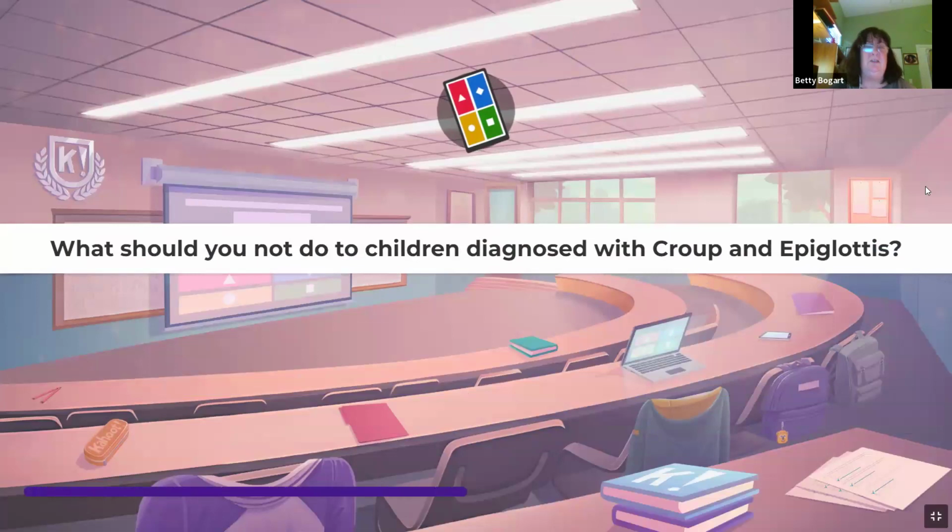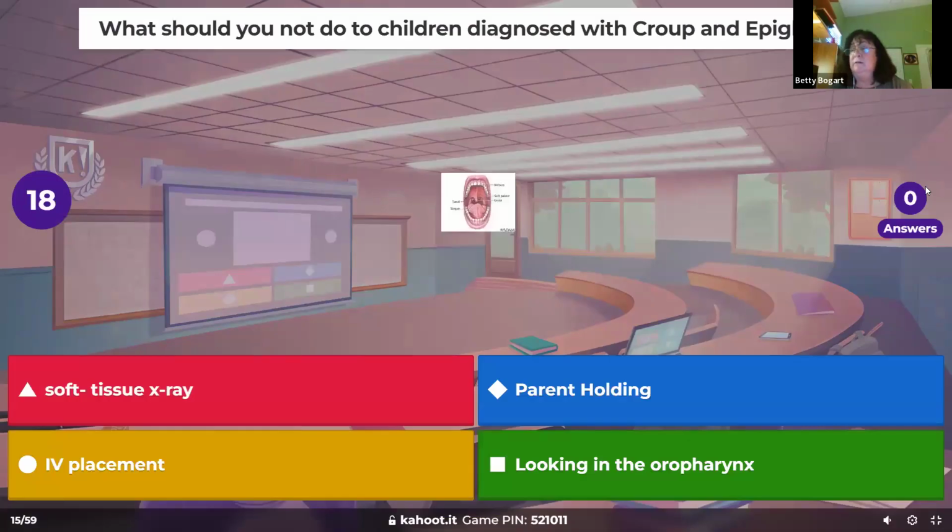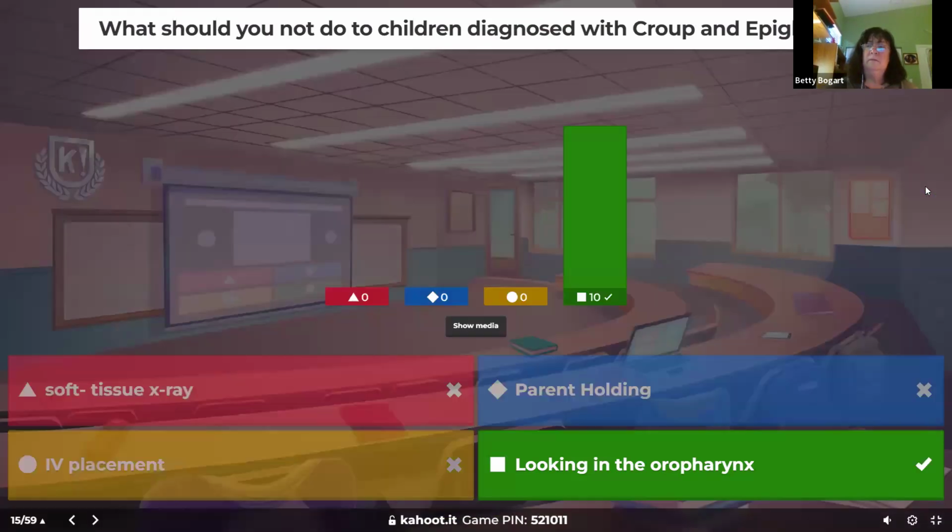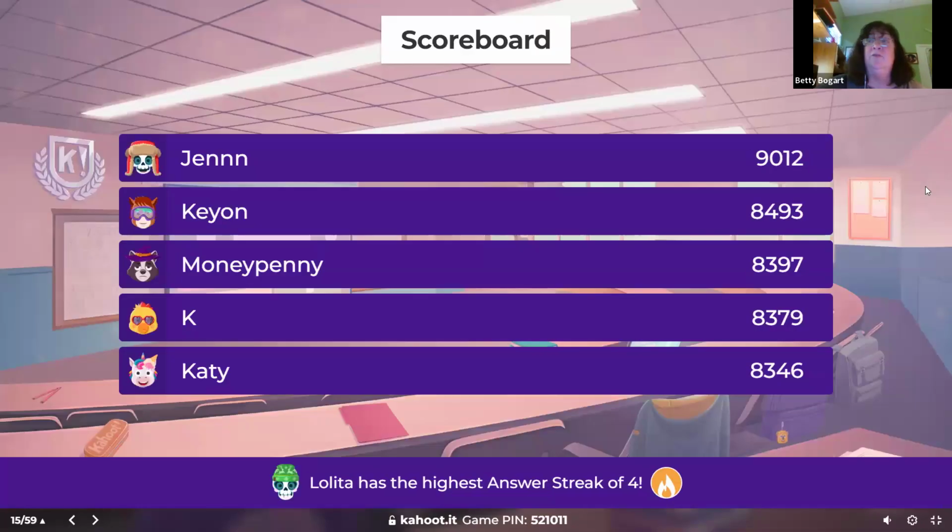What should you not do to children diagnosed with croup or epiglottitis, or who just had their tonsils removed? Never look with a tongue depressor. If you're going to do it, just open their mouth slightly, especially with tonsils, just to see the blood. You never go in there because you're going to obstruct it more.